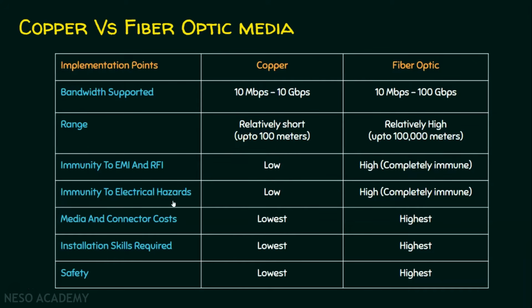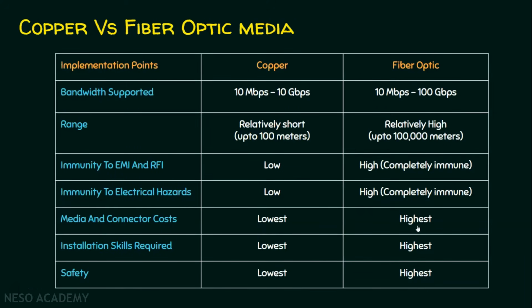Similarly, is there any immunity to electrical hazards? Copper cable has a very low immunity power when compared to the fiber optic cables, because fiber optic cable carries the data in the form of lights. Even if we are exposed to light for n number of days, we will not be affected because of that transmission. What about the cable cost and the connector cost? Copper cable is cheaper than fiber optic media. So the cost is lowest for copper and it is highest for fiber optic media.